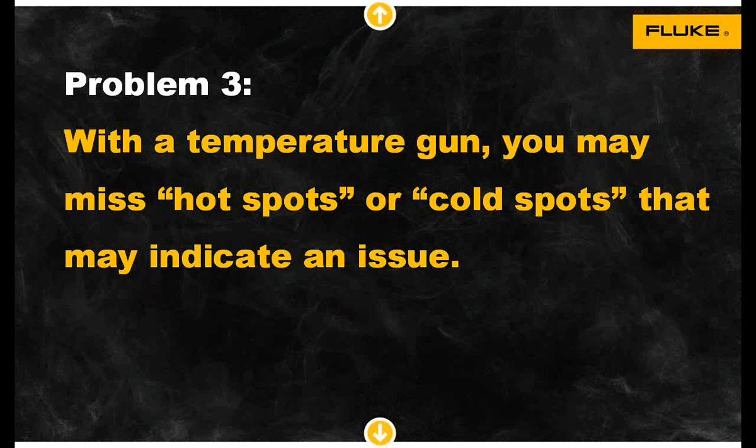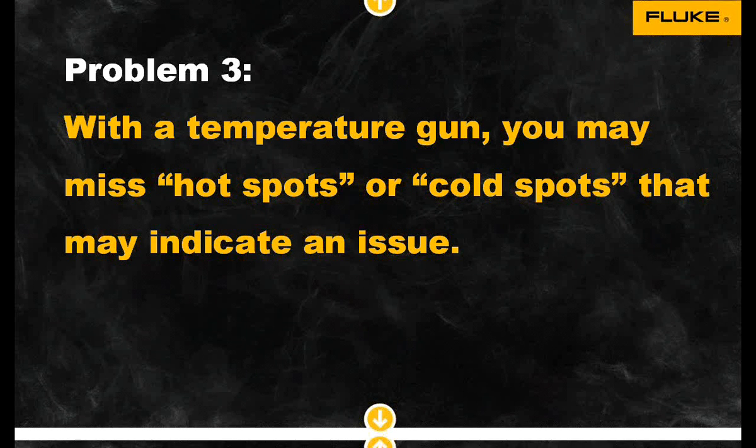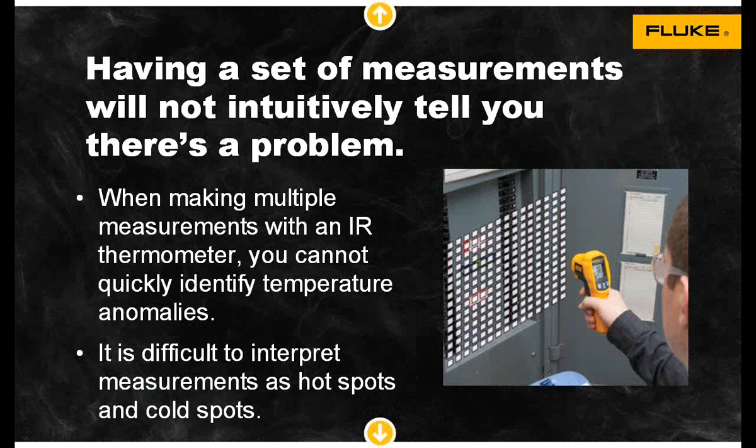Problem 3. With a temperature gun, you may miss hot spots or cold spots that may indicate an issue. Let's take a look. Having a set of measurements will not intuitively tell you there's a problem. When making multiple measurements with an IR thermometer, you cannot quickly identify temperature anomalies. Each temperature value has to be written down and then analyzed. This is time-consuming and prone to error. It is difficult to interpret measurements as hot spots and cold spots. They are in fact just measurements and don't necessarily stand out as anomalies.